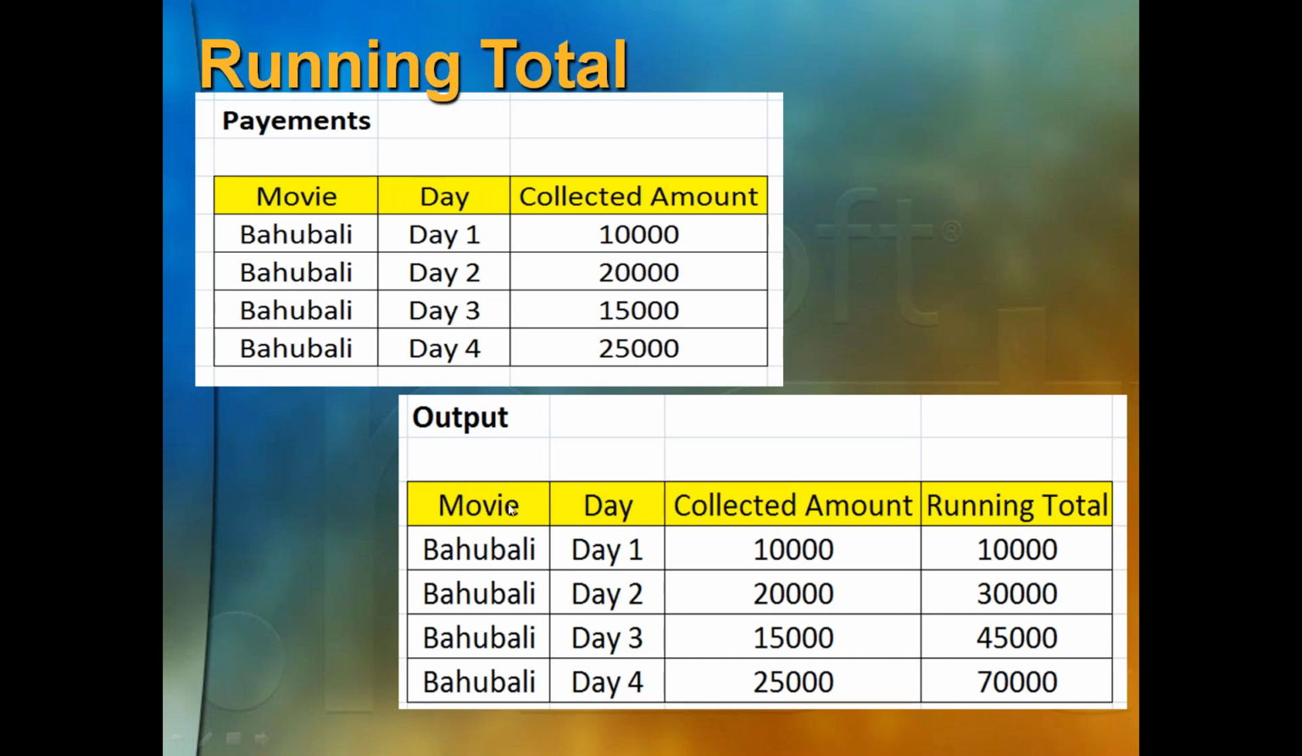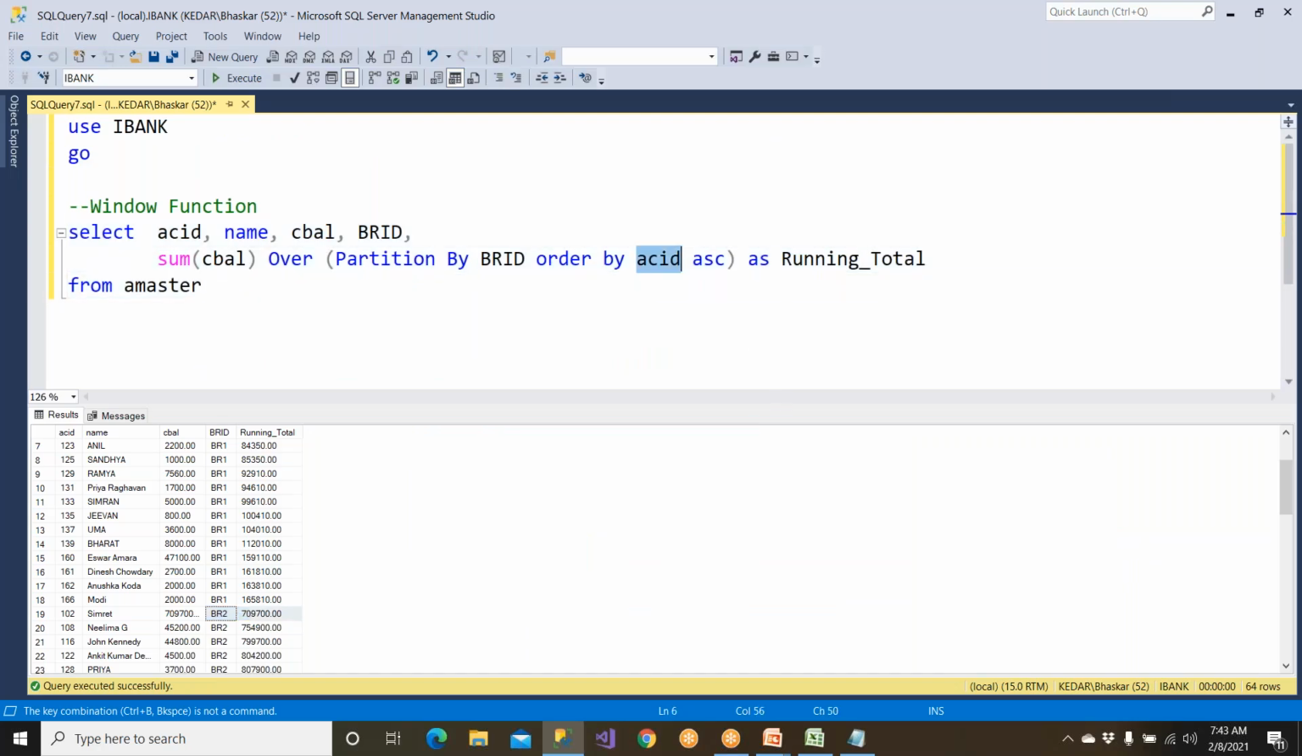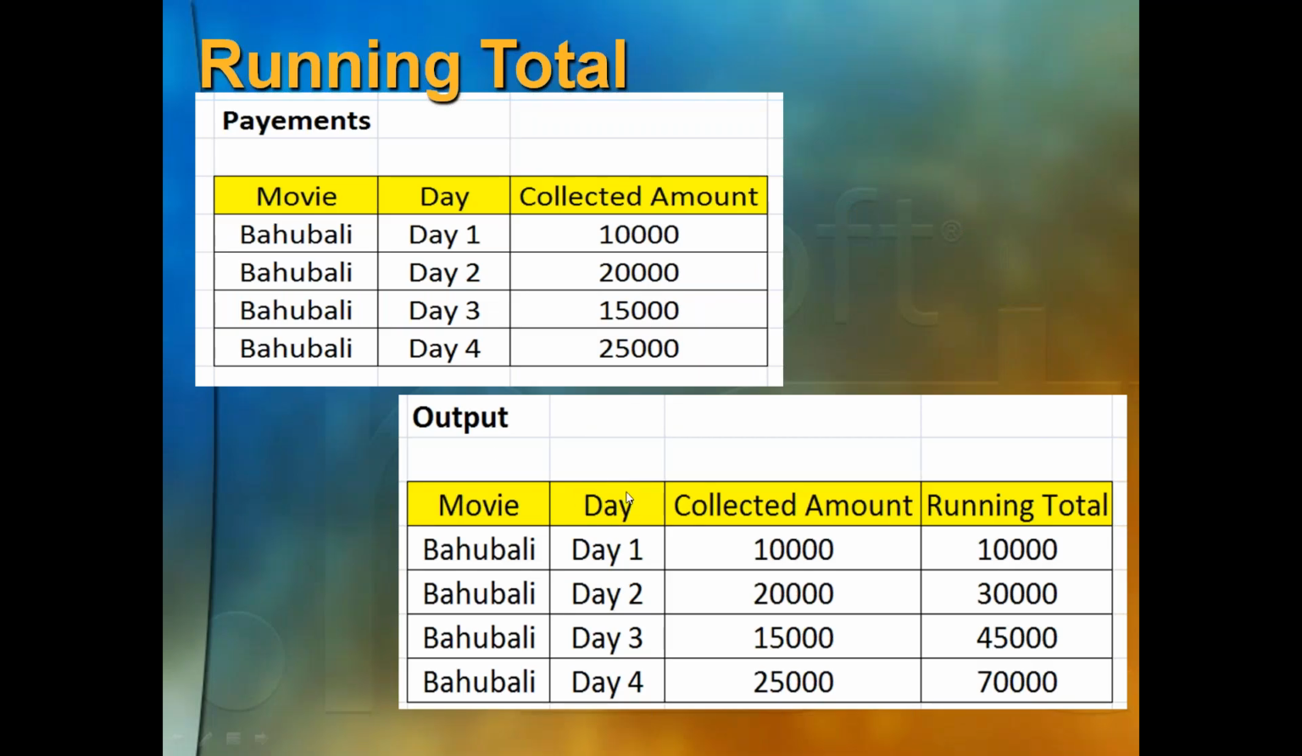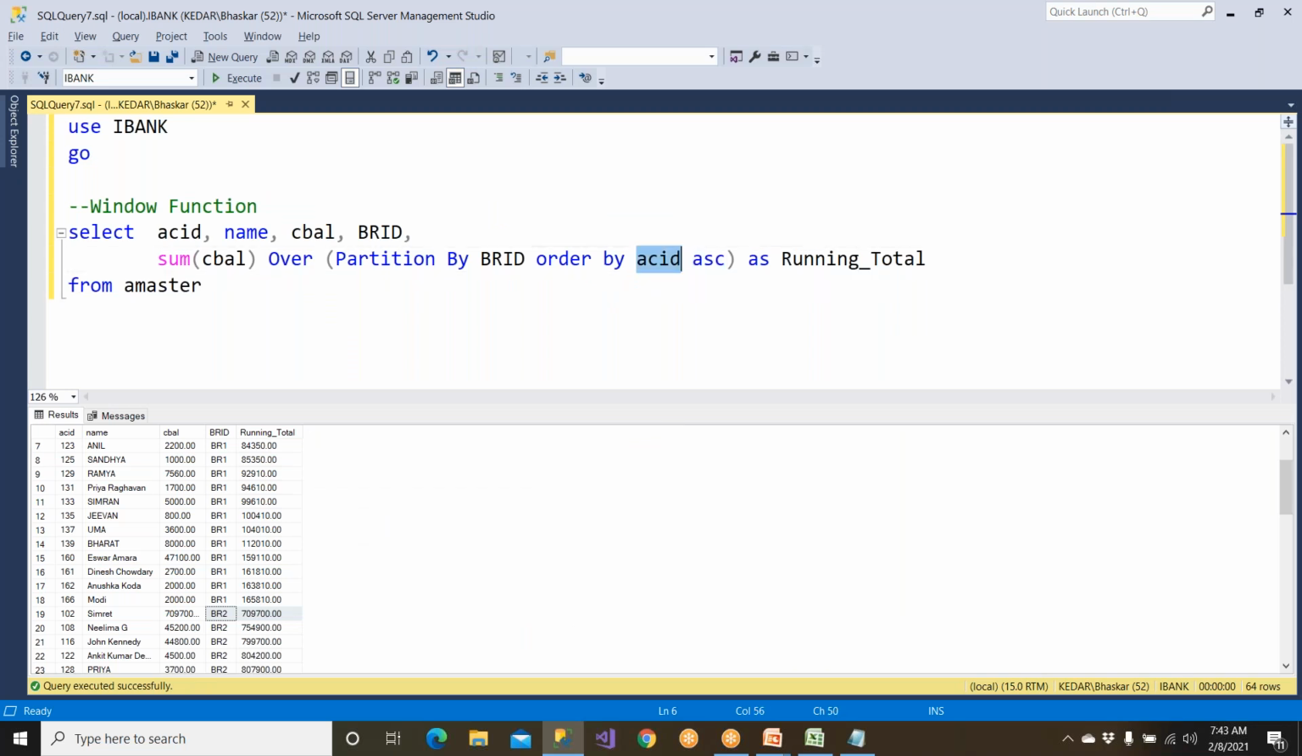So you can say partition by movie, and you are going to be ordering based on the day, right? Here I'm going to be ordering based on the account ID, so in the ascending order, right? Here you're going to be using a date column. You can say order by day or date column, date of collection and ascending order. Clear? And the partition by what? Movie. Partition by movie, order by date, ascending order. It will be running total.